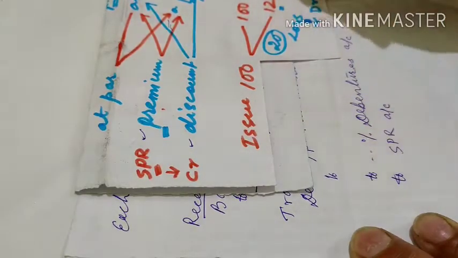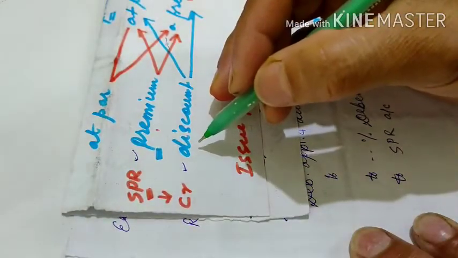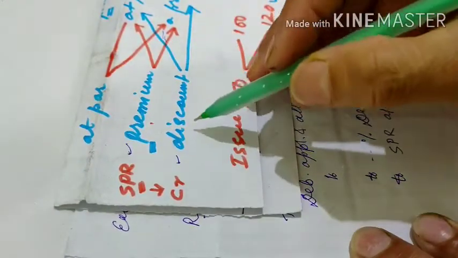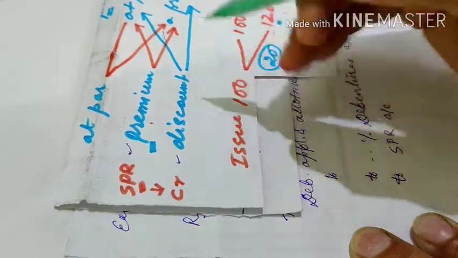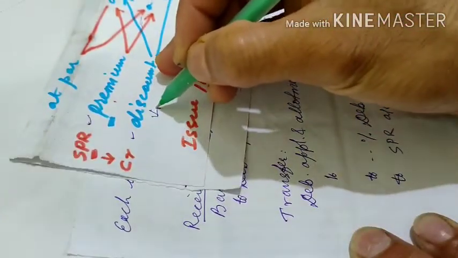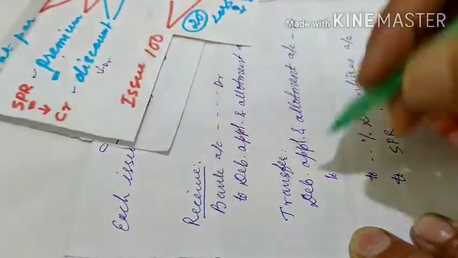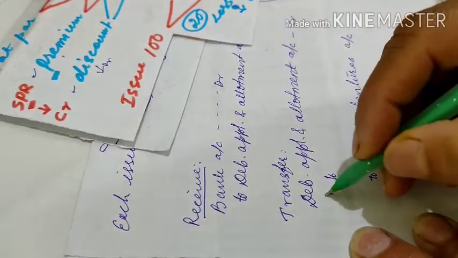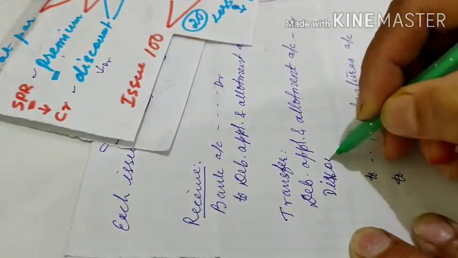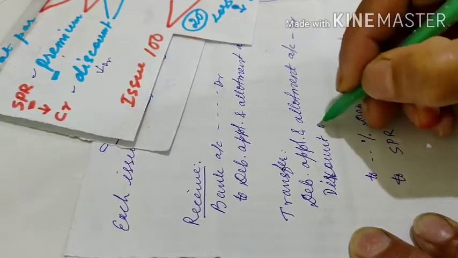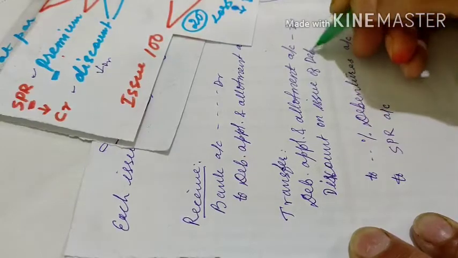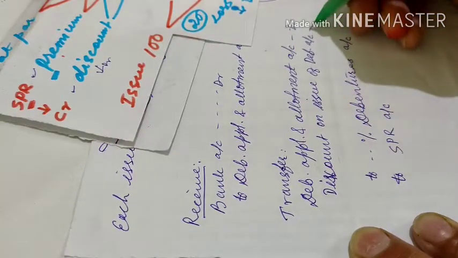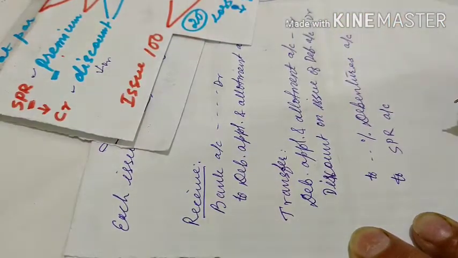Then again we see there is a discount. Now this discount is an expense, so this will be on the debit side. So this discount will be on the debit side. So here you have discount on issue of debenture account debit.